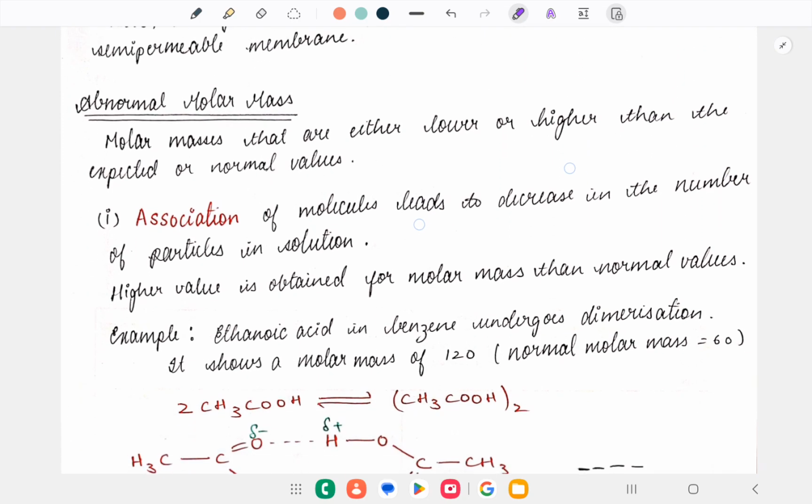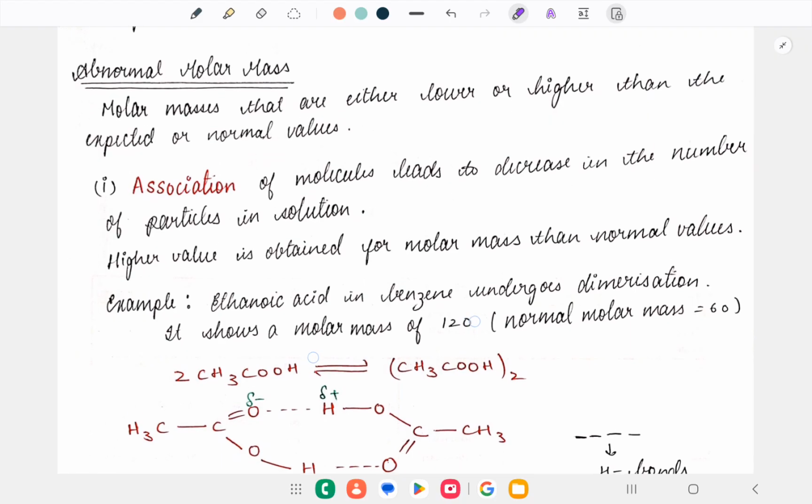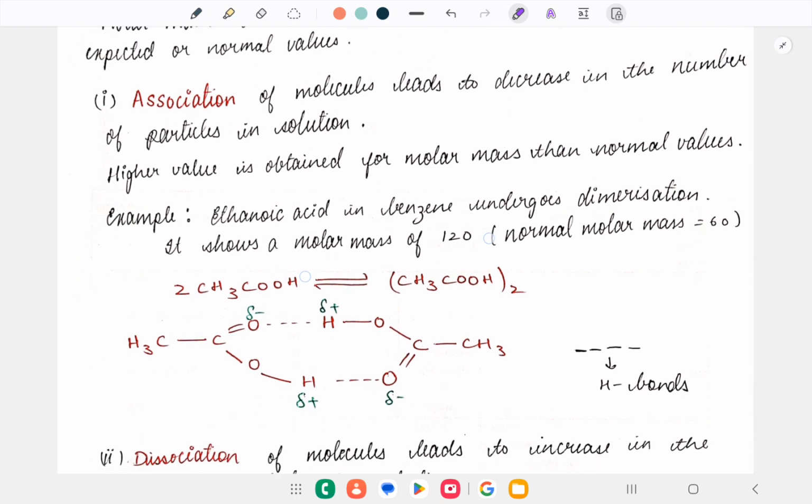Moving to abnormal molar mass. We've already studied that colligative properties help us calculate the molar mass of solutes. But the molar masses can be either lower or higher than the expected or normal values. The cases of association and dissociation of compounds are the reason for this abnormal molar mass.